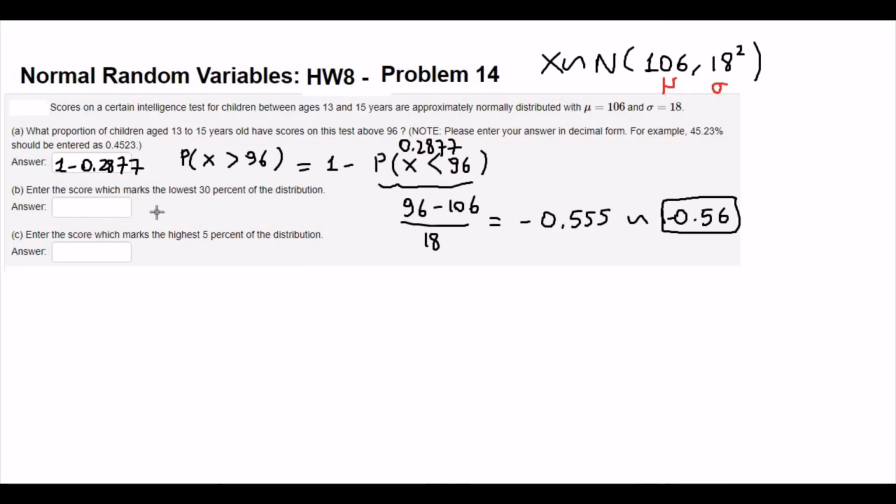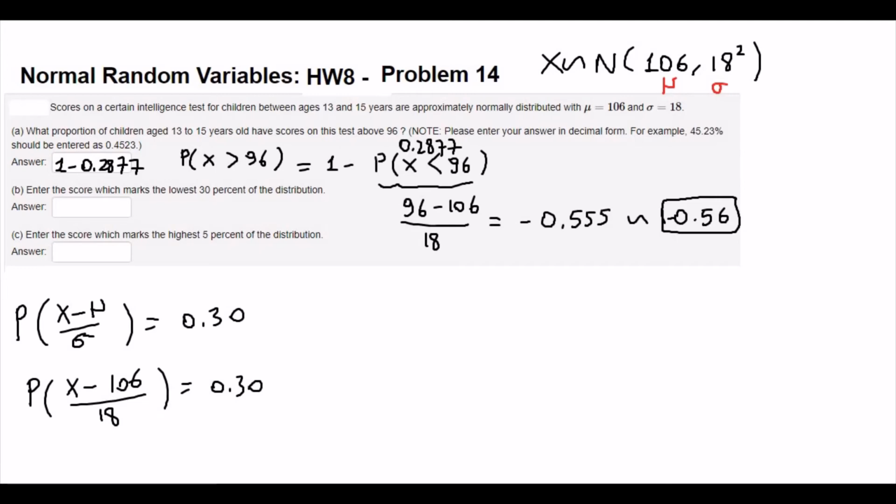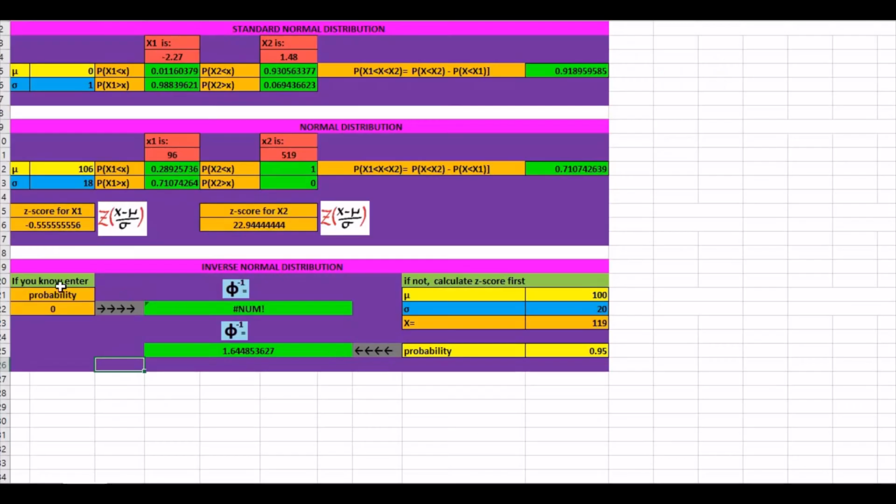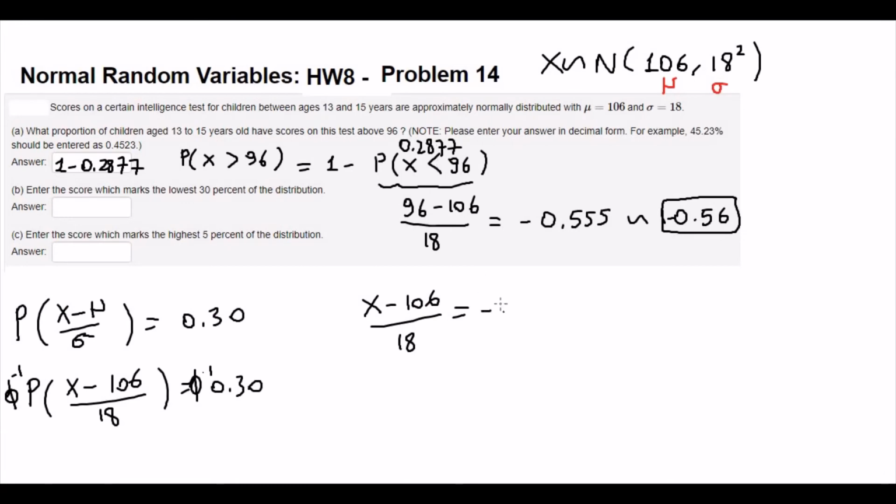Part B, find the score which marks the lowest 30% of the distribution. So that means the standardized x minus mu over sigma is equal to 30%. Here we have x minus 106 over 18 equals 0.30. If we take phi inverse of both sides, we obtain x minus 106 over 18 equals phi inverse of 0.30, and phi inverse of 0.30 is equal to negative 0.5244. We can solve for x here. So x will be equal to 18 times negative 0.5244 plus 106. So that x value will be equal to 96.56.